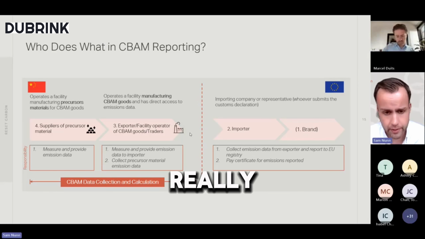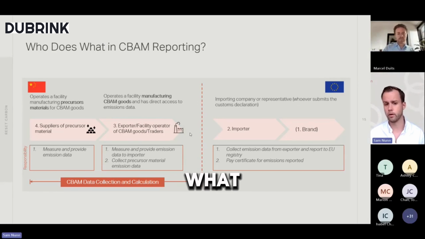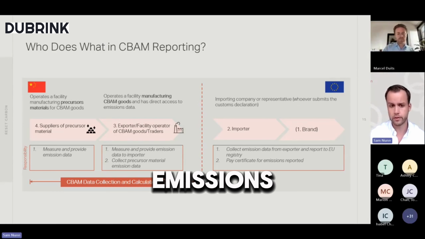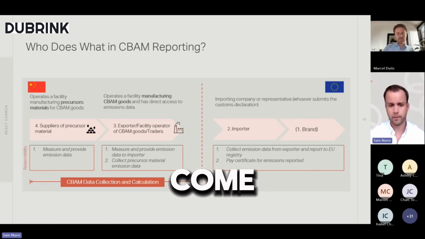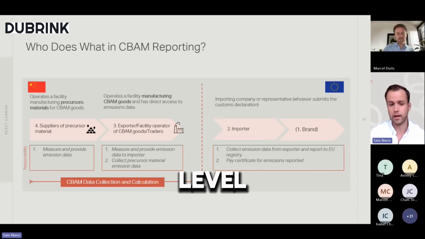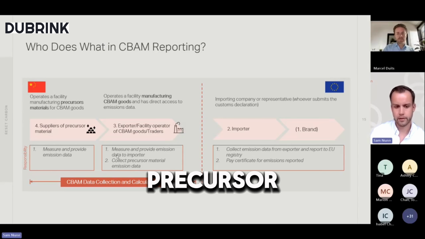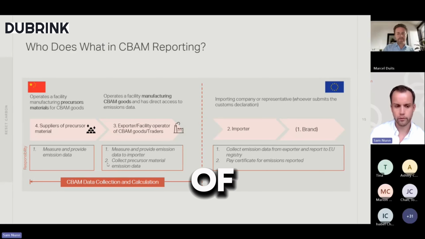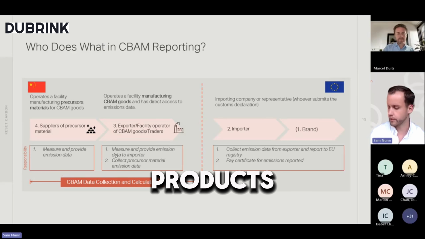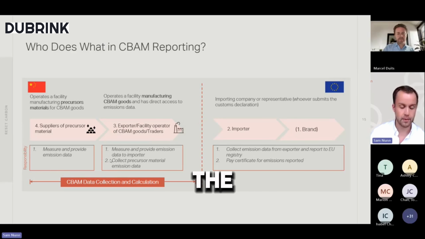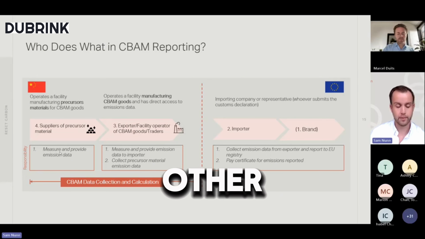You need to really understand within your operations actually what emissions are being produced and come up with a calculation on a product level of your emissions. Where it gets even more complicated is you need to collect data from what are called precursor materials, which means actually all of the raw materials that went into the product, you need to make sure that you have the emissions data from those as well. So, and then there's obviously the suppliers of those precursor materials need to provide you with that emissions data.